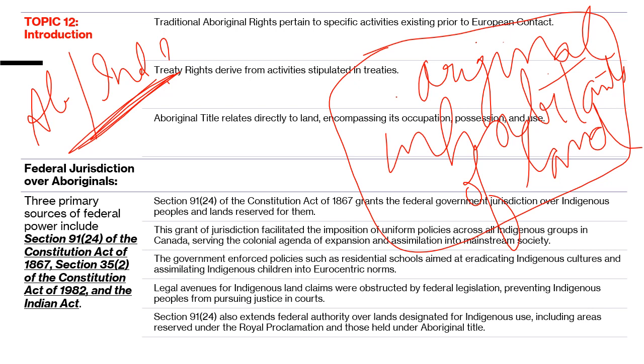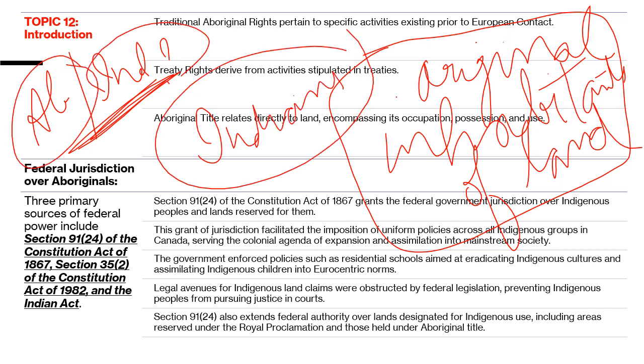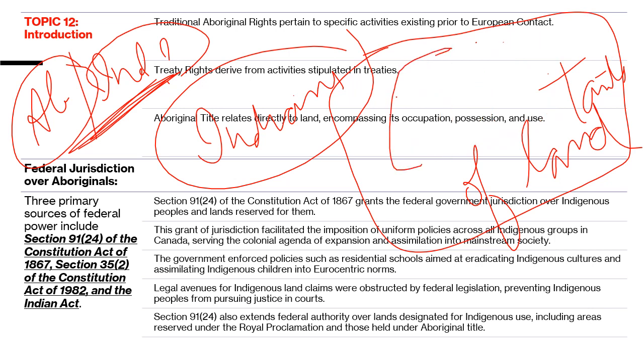Sometimes we call them Indian also. Indian does not mean people from India, like India the nation where we are from. So Indian, Aboriginal, indigenous, these terms are used synonymously for these people who were the original inhabitants of Canadian land.